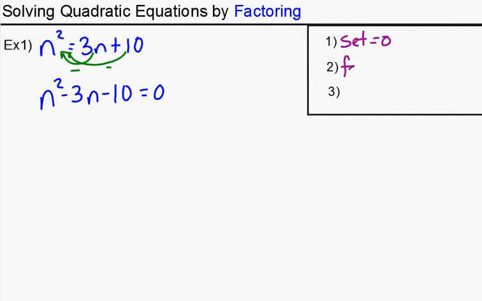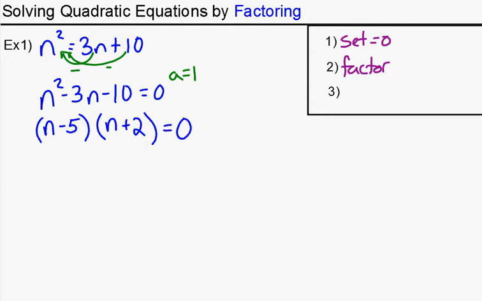Step number 2, factor. We have lots of tools at our disposal: factoring with a is 1, a is not 1, difference of squares, grouping, sum or difference of cubes, lots of things we could do. What I need to identify right here is that I'm going to use a equals 1. The way these problems are set up, they're going to factor, but if we run into something later that doesn't, we'll have to use a different method. When I factor with a equals 1, I get n minus 5 and n plus 2, two numbers that multiply to negative 10 and add to negative 3. And we're still set equal to 0.